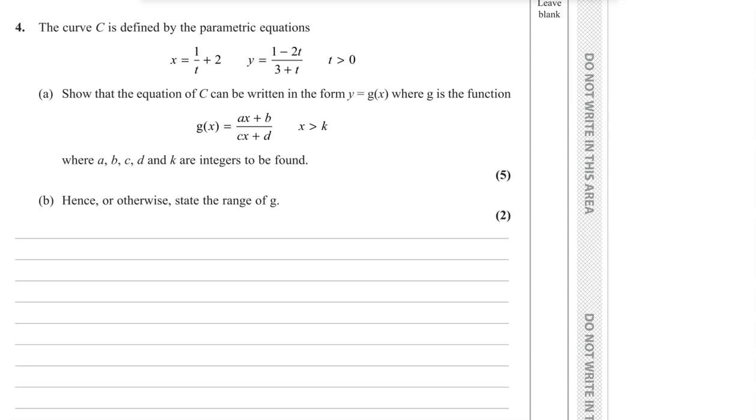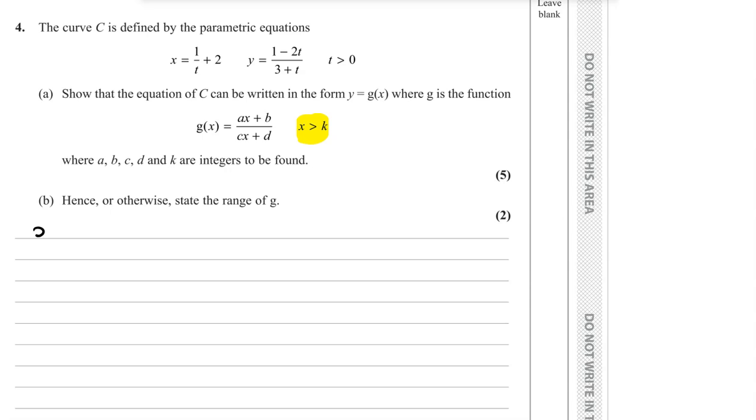So we've got a curve C that's defined by the parametric equations, and we're going to show that the equation of C can be written in this Cartesian form of g of x equaling this fraction, and we also need to find the domain of this, which is x is greater than k, where k is some constant to be found. So what we're going to do in this question is take our parametric equations and show what the Cartesian equation is going to be. So basically we want to eliminate the t here, that is going to be our goal.